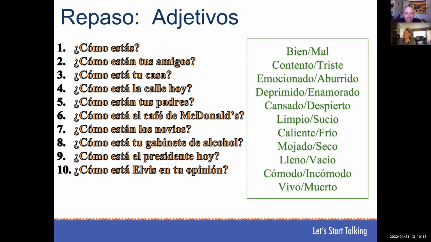Oh my gosh. I read it like the cafe at McDonald's. Remember, café means coffee. I know. Cafetería is the word that you're thinking of. Okay. So el café de McDonald's está caliente. ¿Cómo están los novios? Los novios están, I don't know, contentos. ¿Cómo está tu gabinete de alcohol?